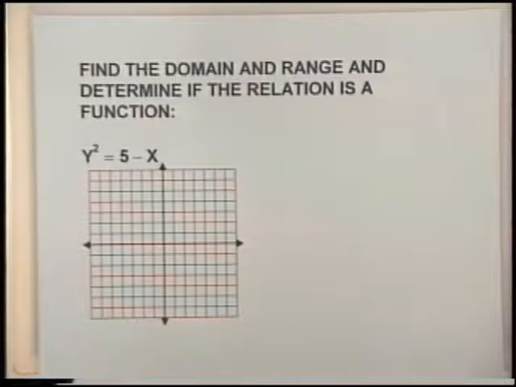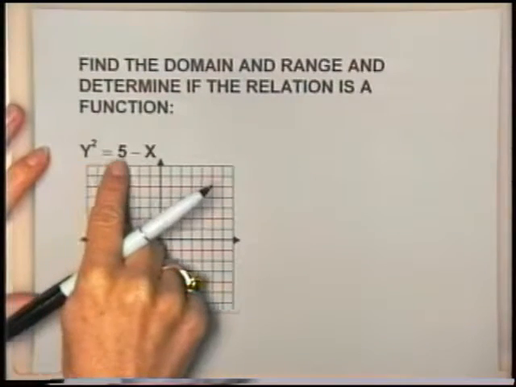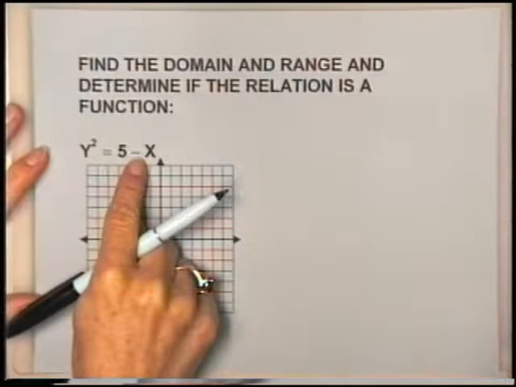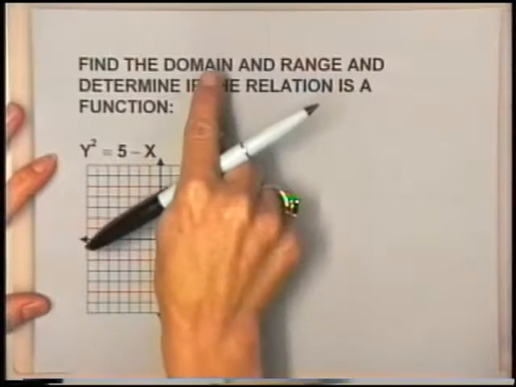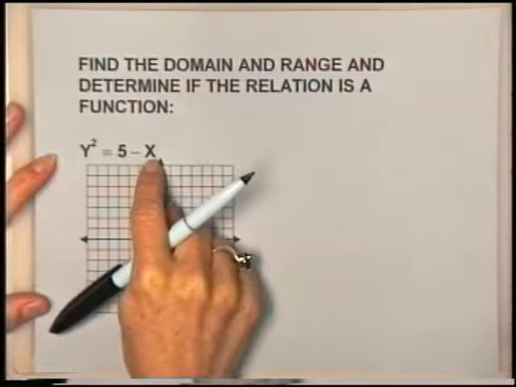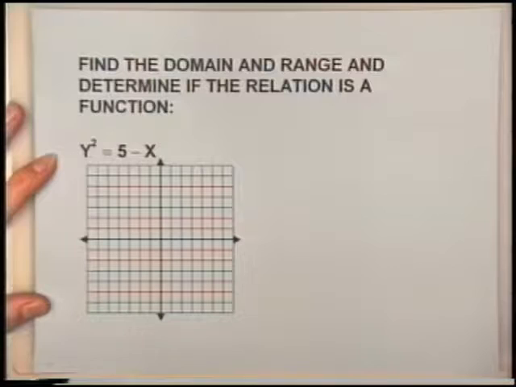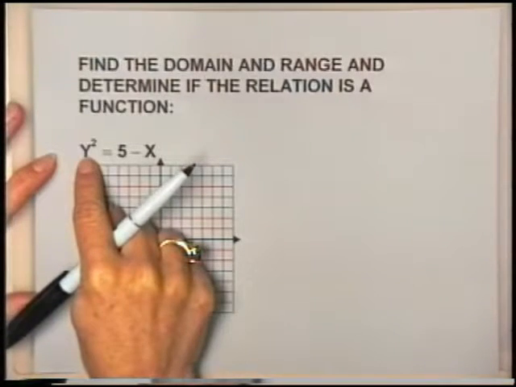Find the domain and range and determine if the relation is a function. What I'm going to do here is to first of all take this equation and rearrange it a little bit. Recall, when we find the domain, we want to know what are the values that we can use for the first coordinates. The x values are the first coordinates. Usually, if we have our equation solved for y, then we can tell about these x values.